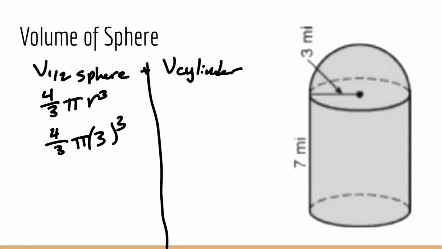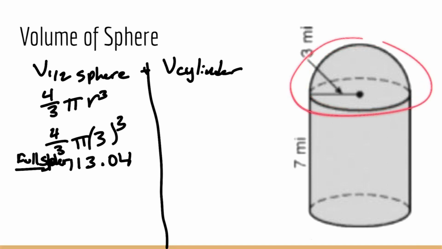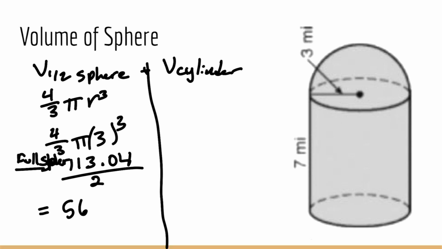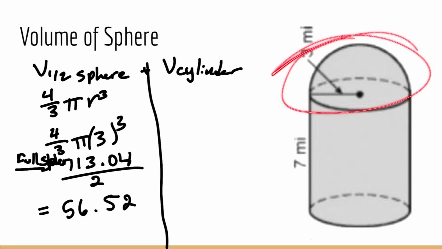and that's going to give us 3 times 3 times 3 times 3.14 times 4 divided by 3. That should give us 113.04 for the full sphere. But is this a full sphere? No, it's not. It's only half a sphere. So we're going to divide this number by 2, and that's going to give us a volume of 56.52. So that's going to be the volume for this hemisphere.